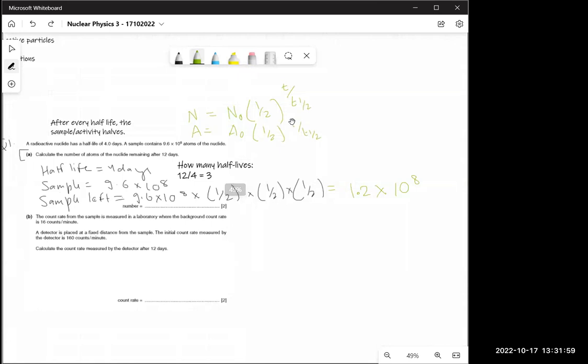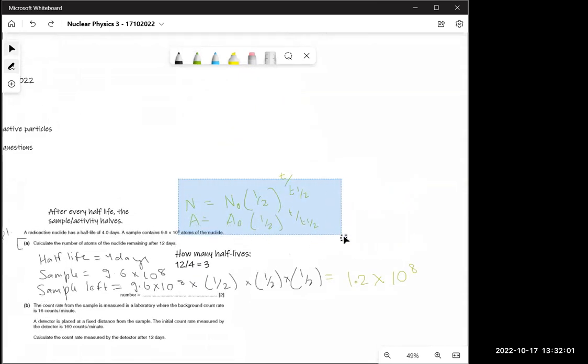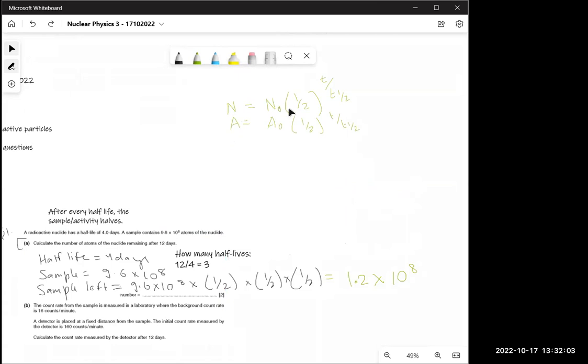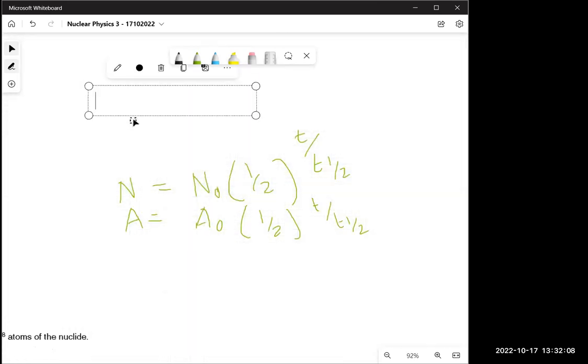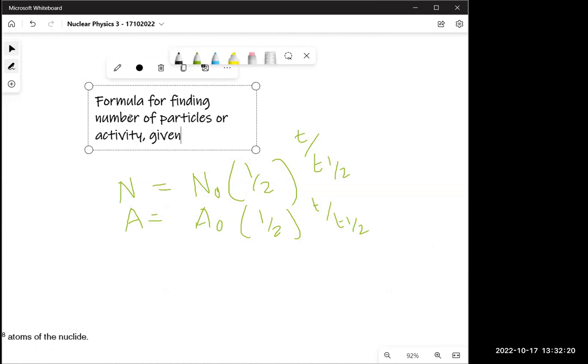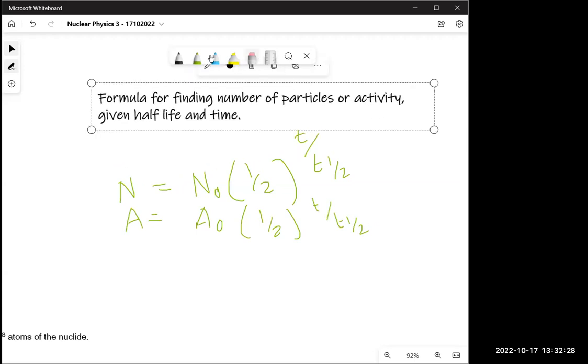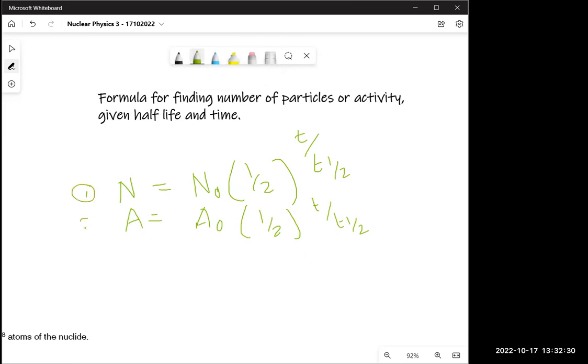There's a clear formula. So please write these formulas in your notebook. Yes, tell me. Okay, now write in the formulas. Formula for finding the number of particles, or activity, given half-life and time. Write the first part here and write the two formulas, 1, 2. Tell me when you're done writing.